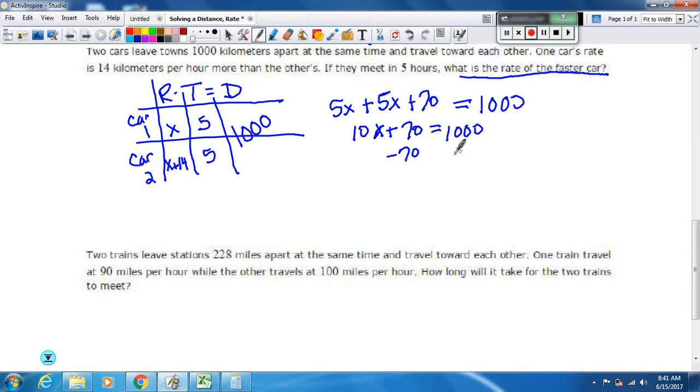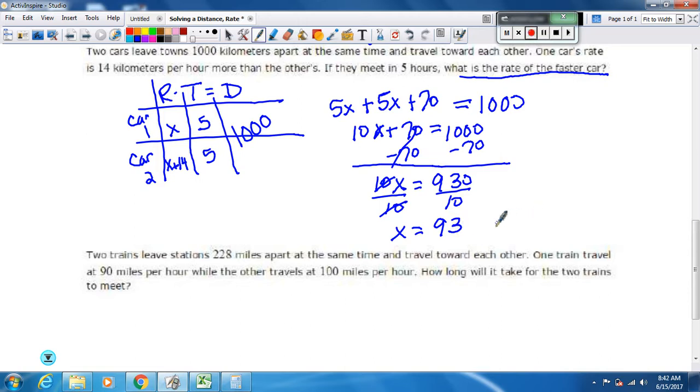I'm going to subtract 70 from both sides. So 10x equals 930. Divide both sides by 10. x equals 93. But again, you have to look at what you just found. You just found x, which is the rate of the slower car, because the other one's adding 14 miles per hour extra. And they want to know what's the rate of the faster car. So you have to take your answer and add 14 to that, and you get 107 kilometers per hour.